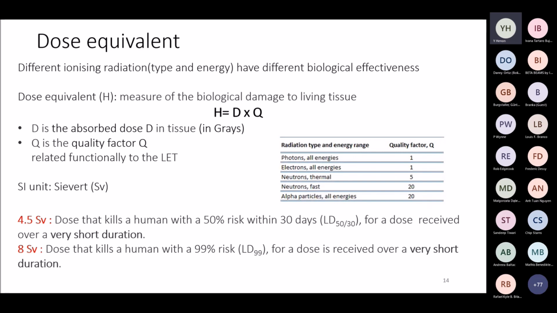It gives you 50%, so it's risk or chances, if you want to call it like this, to die within 30 days, if you have received an irradiation of your whole body over a short duration. This would definitely be the case if someone were exposed to a gamma source.